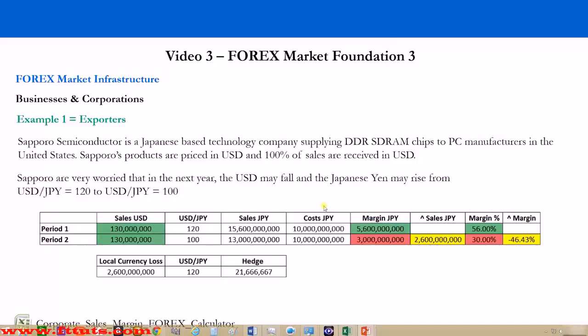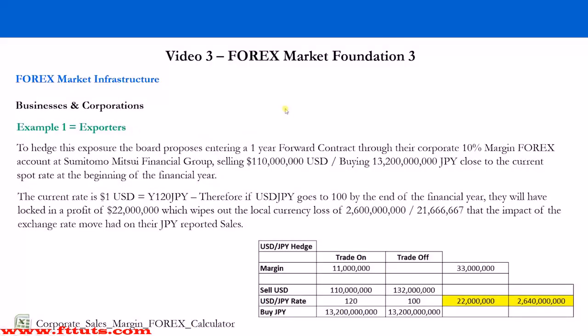So let's go back to the presentation. So what Sapporo do about something like this, what a corporate would do, is hedge the exposure by entering a 1-year forward contract. And they can do this through a corporate margin Forex account, typically at an investment bank. So let's say the corporate margin account is a 10% margin account, and they want to sell 110 million US dollars. Well, they're only going to put up 10% of that in order to sell the 110 million US dollars and buy 13.2 billion Japanese yen around the current spot rate.